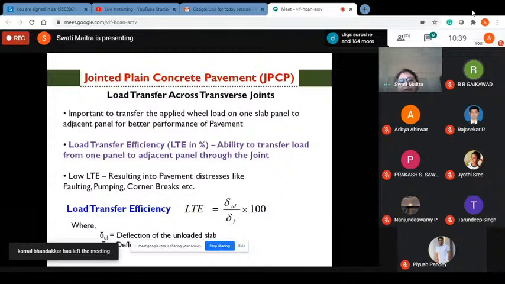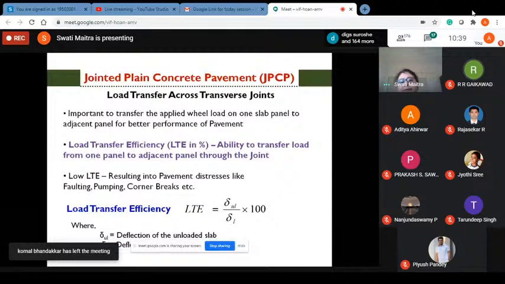Here, because of a foundation problem, the joints have been separated, and this type of distress happened, and this has been repaired with stapling. And this is another type of distress, blow up at transverse joints.